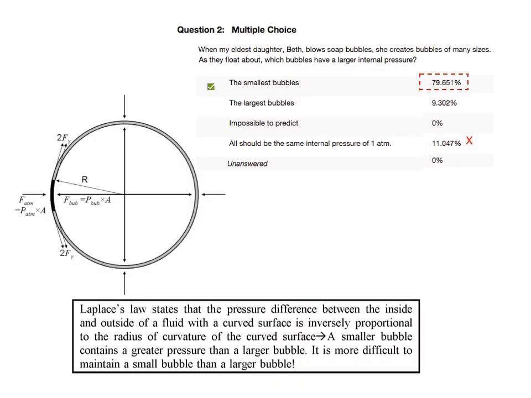As they float about, which bubbles have a larger internal pressure? If we take a look at that equation, the transmural pressure difference is equal to 4 times the surface tension divided by the radius. So the pressure difference is inversely proportional to the radius. In other words, as the radius increases, the change in pressure decreases. So the largest change in pressure is going to happen for the smallest bubbles. And so that's why that is the correct answer. Okay?